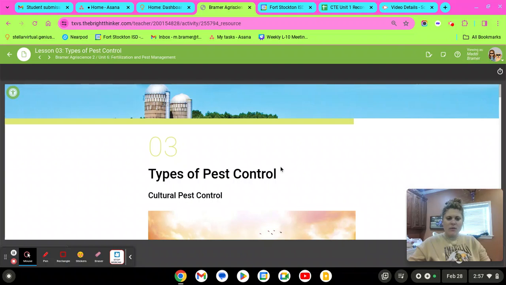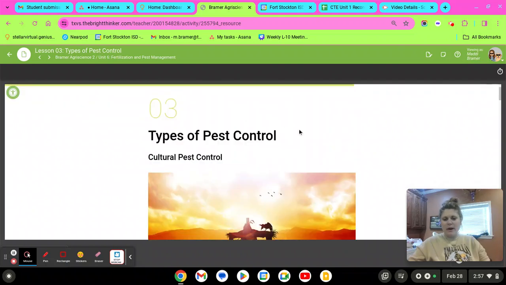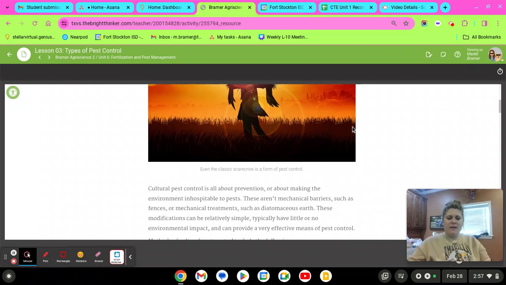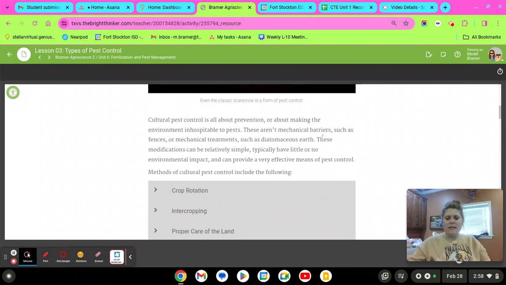Right, so today we're going to talk about types of pest control. There's a lot of different ways you can go about controlling these pests. Remember we talked about mechanical ways. There's cultural, and cultural pest control is basically changing the environment and the culture around your crops in order to make it inhospitable for pests. So pests aren't even going to come near it.